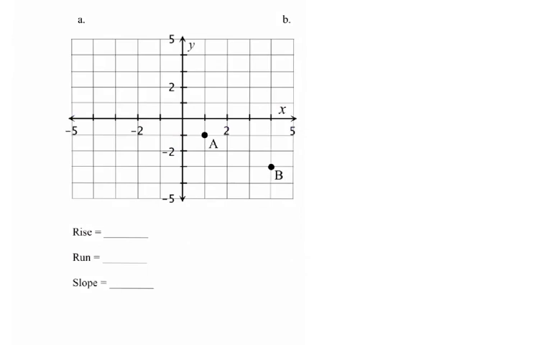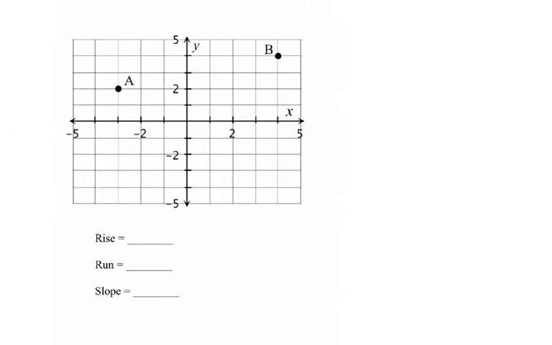All right, so these are the points that were given to us, A and B. Now between A and B, of course, our rise is going to be negative 2. We just have to put 2, though. And our run is 3. We can connect the lines, and it is going downward. So that would mean our slope is negative 2/3.